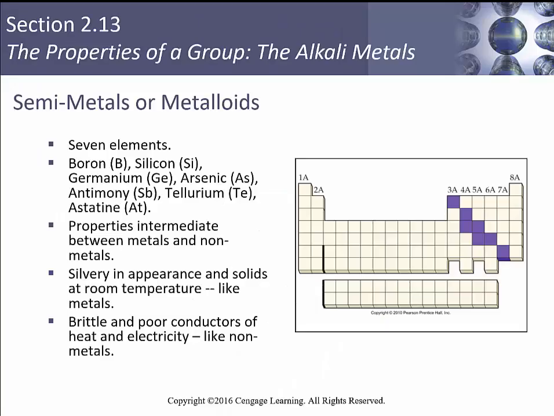Our semimetals are going to include about 7 elements: boron, silicon, germanium, arsenic, antimony, tellurium, and astatine. Astatine is not very common. It's radioactive. It doesn't stick around very long. They have properties intermediate between metals and nonmetals. They tend to be silvery in appearance and solids at room temperature like metals, but they're brittle and poor conductors of heat and electricity, like nonmetals are.